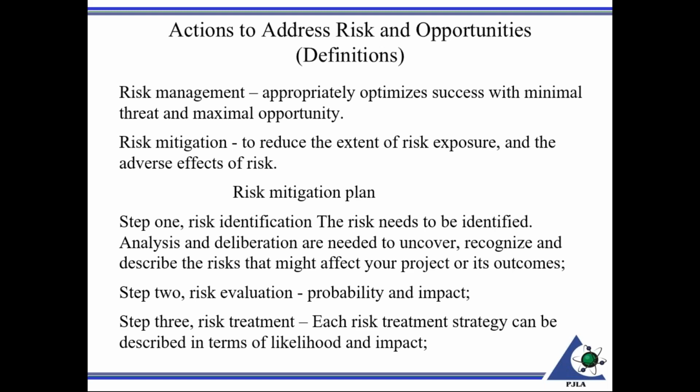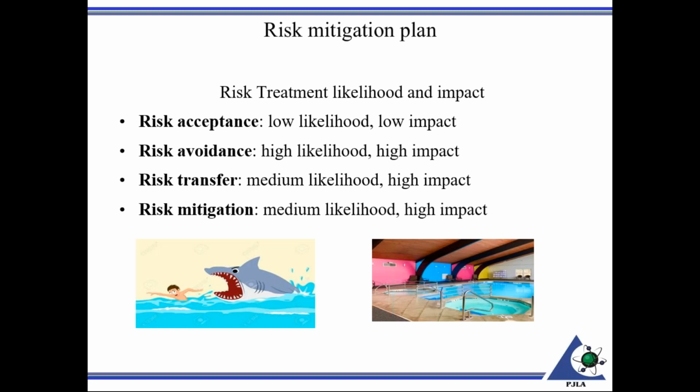And then step three is risk treatment. Each risk treatment strategy can be described in terms of likelihood and impact. The likelihood of the risk appearing and the impact that it would have on the organization: high impact, low impact, no impact if the risk did occur. So some examples: you accept the risk. Typically that's something that would have a low likelihood of occurring and it would have a low impact on the organization if it did.